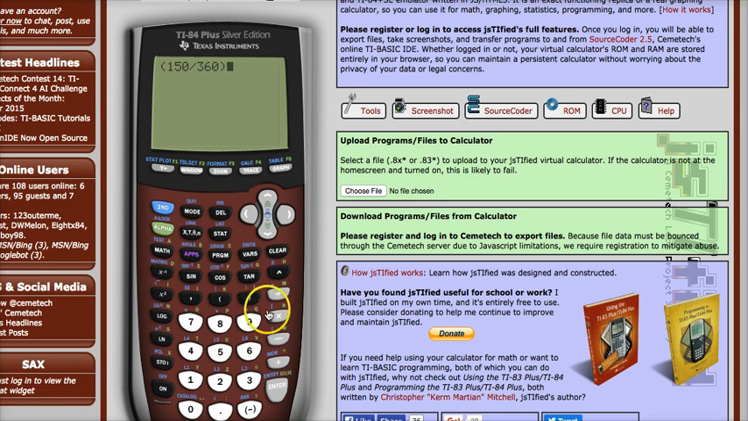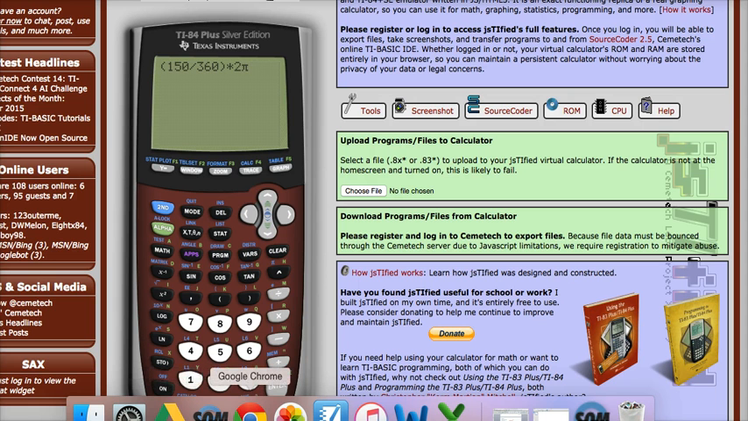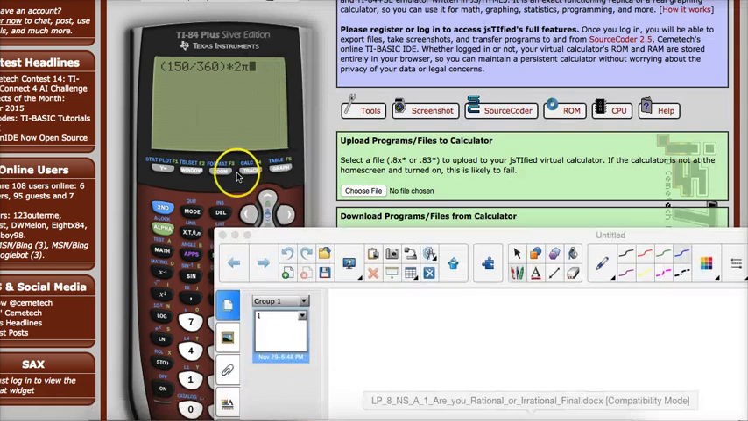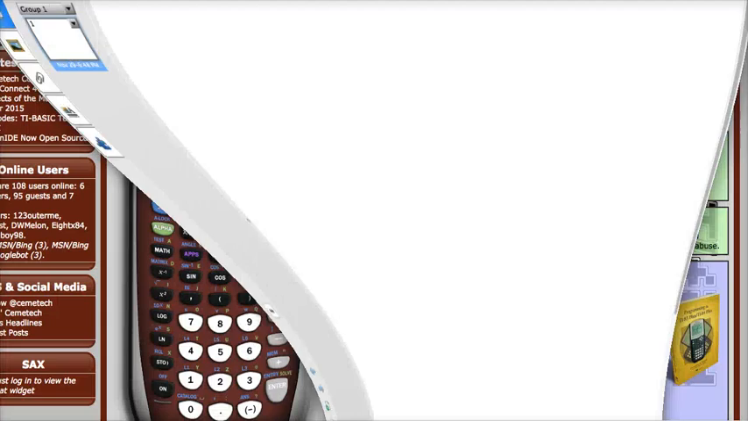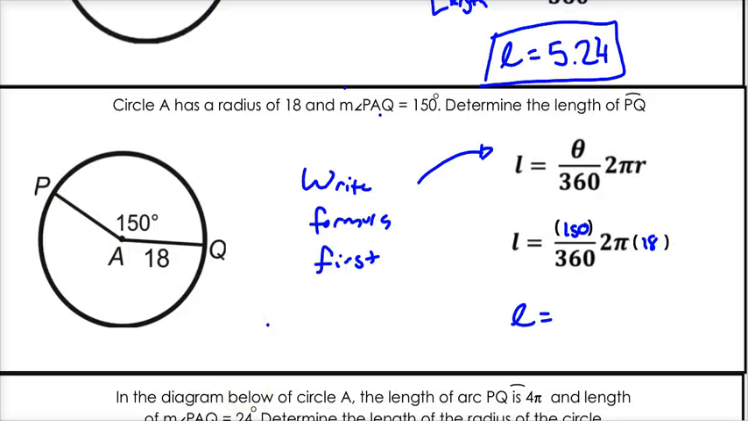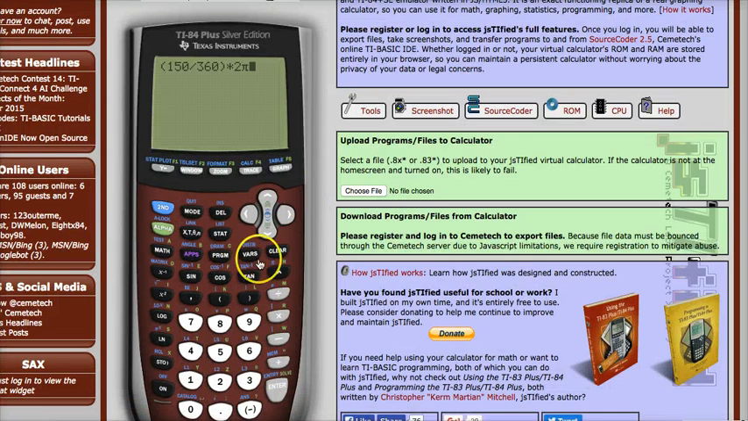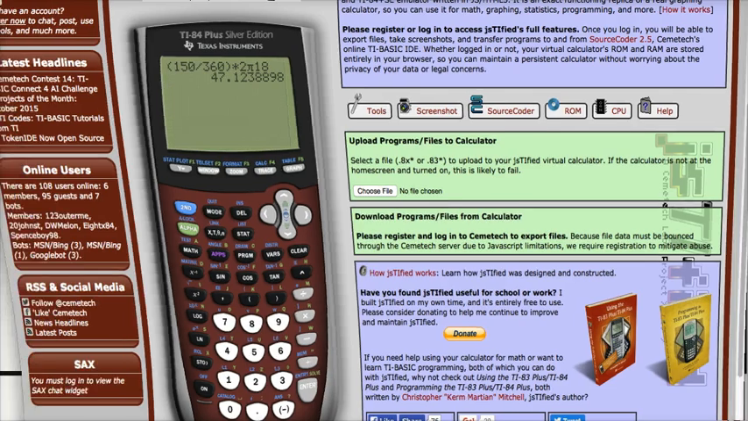Divided by 360 times 2 pi. What was our radius again? I think I forgot that already. Nope, that's not what I wanted. What is going on? That's what I wanted. 2 pi times 18. Thank you very much. Put that in. You get 47.12. We don't round that up, so it's just 47.12.